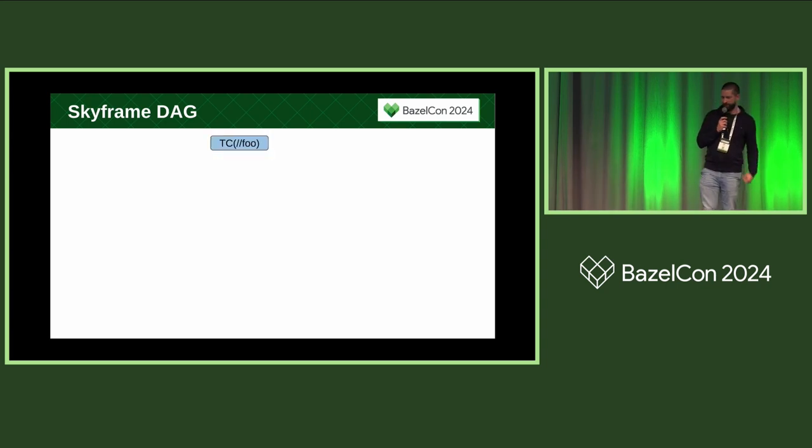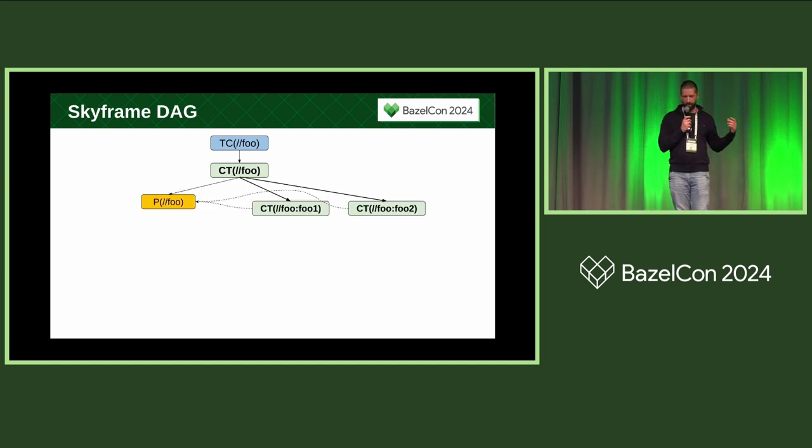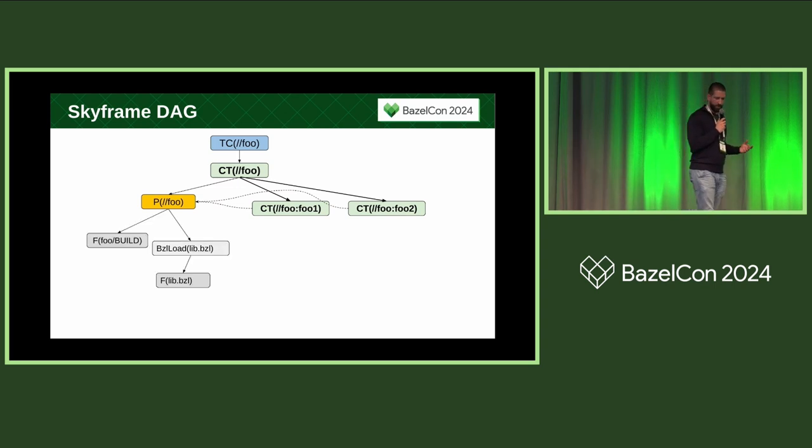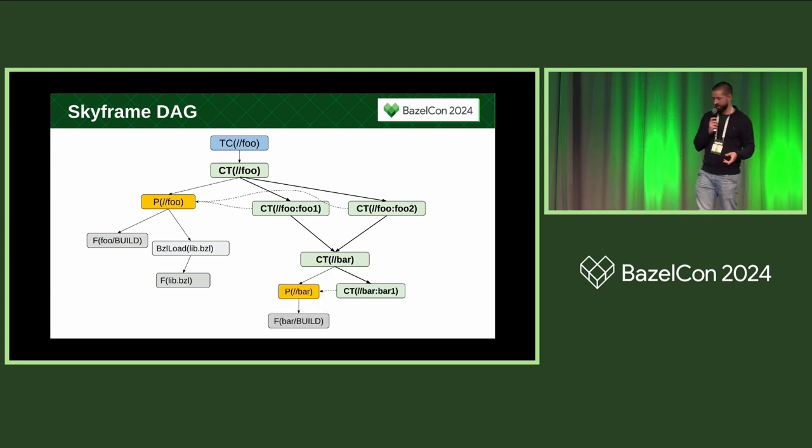I'll abbreviate the functions a little bit. On the top, we have target completion. That calls configure target of foo. This is going to load the package of foo, and then in turn, configure target of foo1 and foo2. The package of foo is going to load the build file. It's going to load lib.bzl, and then foo1 and foo2 request bar. And the same thing happens again. The package for bar is loaded, the build file for bar is loaded, and bar1 may be analyzed.